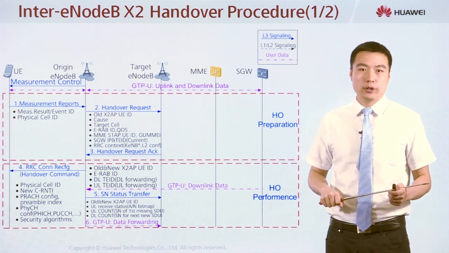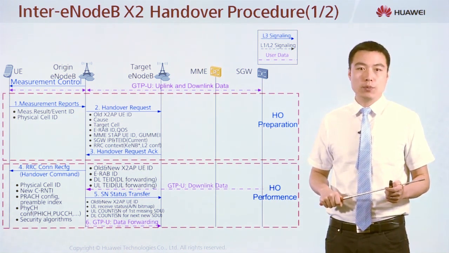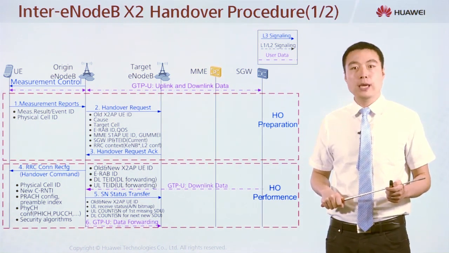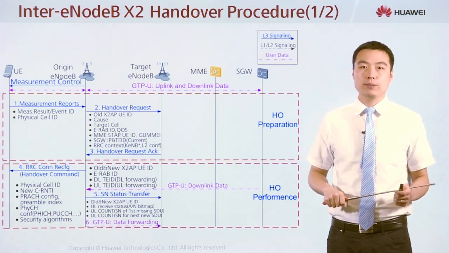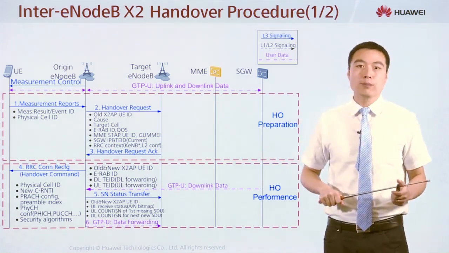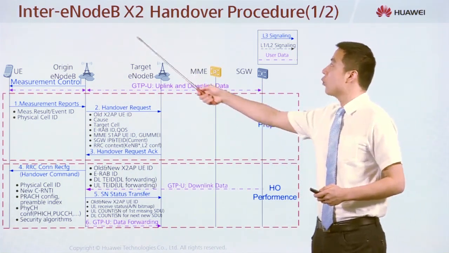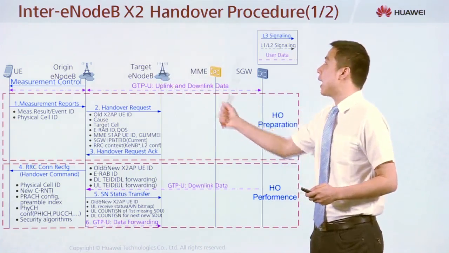In the live network, we have a lot of handovers happening between different eNodeBs, from the source eNodeB to the target eNodeB. The source cell and the target cell belong to different eNodeBs. This kind of handover we call inter-eNodeB handover.